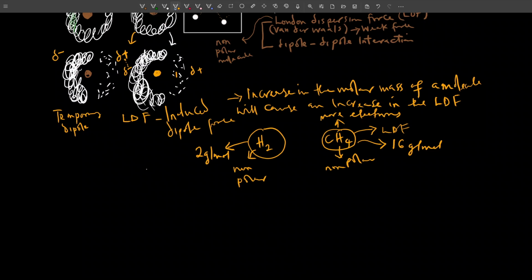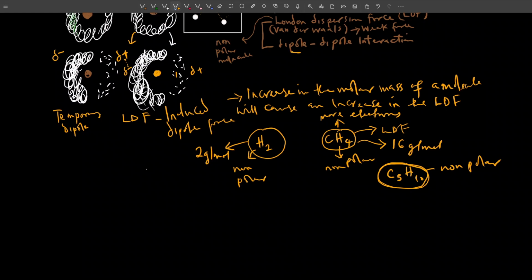So if I have C5H10, this is also non-polar. Which now has the greatest LDF? Yes, you're correct. C5H10 will have the highest LDF because it has the highest molecular mass.